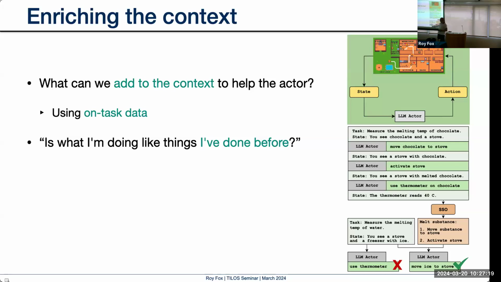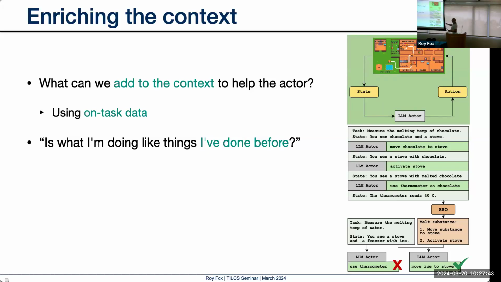What does the LM actor do in this case? Use a thermometer. Well, that's not the right answer, right? You take the ice, put it on the stove, and so on. For some reason, it's not doing that. It did not generalize well. Maybe this is so common that it just had a shortcut and thought that's enough. It's not aware that it's controlling the thing, right? It's just generating language.